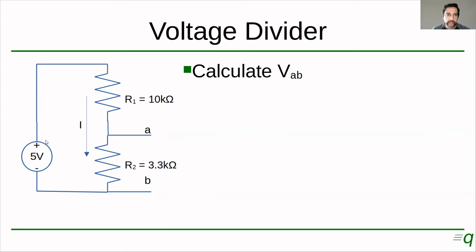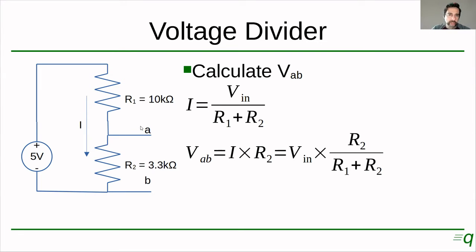First of all, we calculate the current flowing through this one. R1 and R2 are in series, right? So the equivalent resistance is the sum of R1 and R2. And applying Ohm's law, the current I is going to be 5 volts divided by the equivalent resistance, which is R1 plus R2. So the current is the input voltage, 5 volts in this case, divided by R1 plus R2.